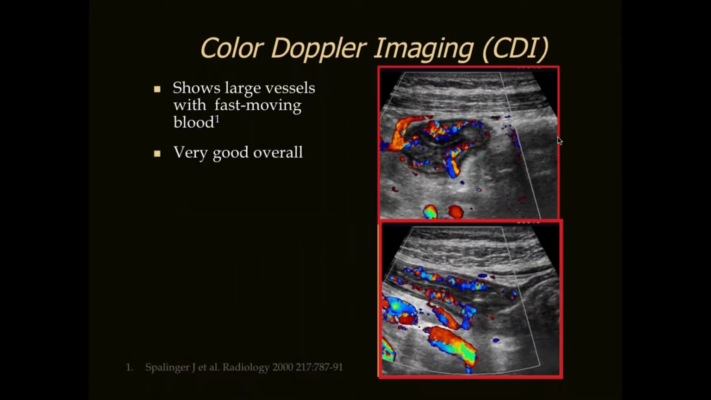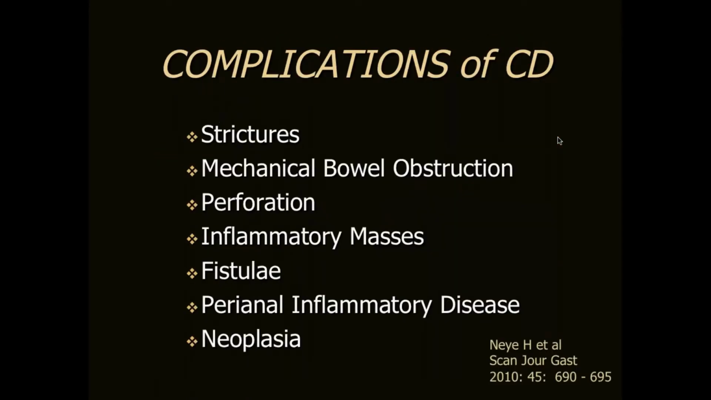Now, if we add color Doppler to this image, you can see the beautiful enhancement of the vasculature within the bowel wall and also within the mesentery. And so color Doppler is very good, but it's inferior to contrast enhanced ultrasound, which shows us blood flow at the perfusion level. Now, what about the complications of Crohn's disease?